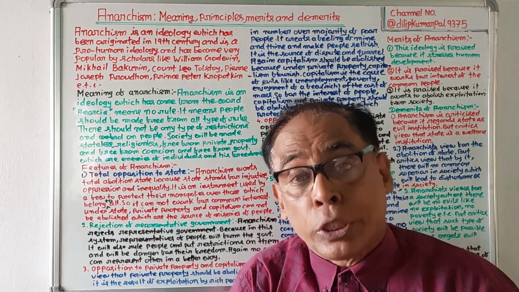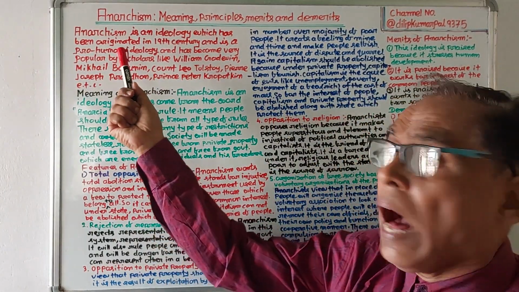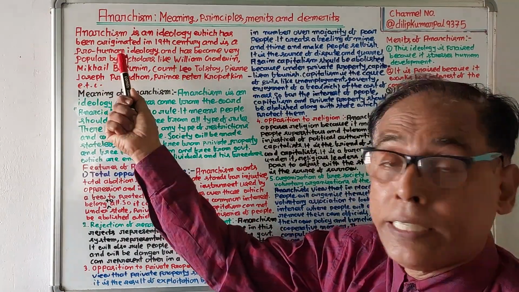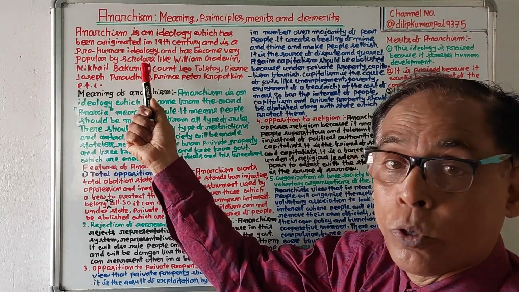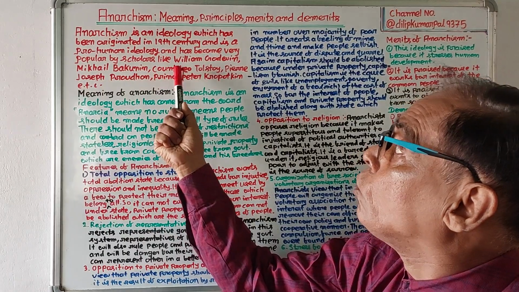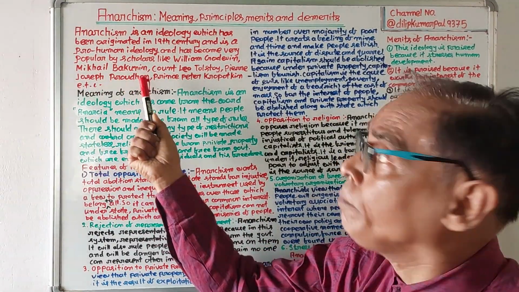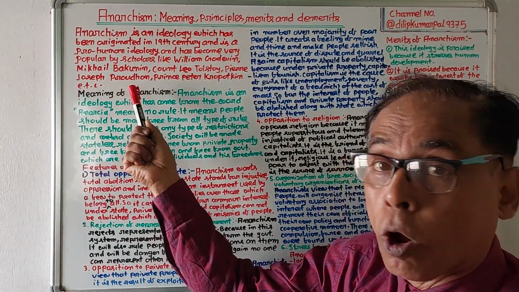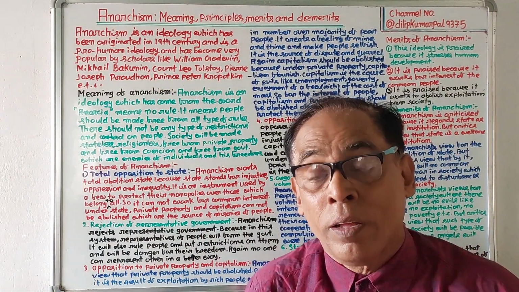And now we'll start. What is anarchism? Anarchism is an ideology which originated in the 19th century, is a pro-human ideology, and has become very popular through scholars like William Godwin, Mikhail Bakunin, Count Leo Tolstoy, Pierre Joseph Proudhon, Prince Peter Kropotkin, etc.